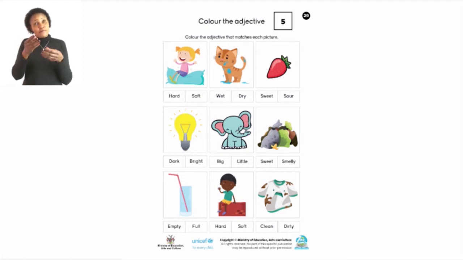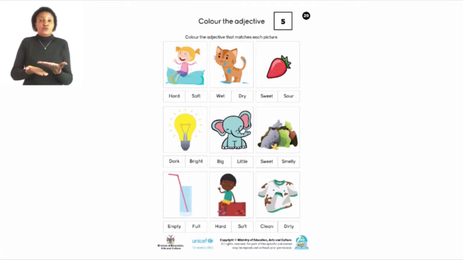Now we'll do one more. You see the cat next to the girl? Is the cat wet or is it dry? It's wet. The cat is wet. Now you go and find the word and you color the word wet in. I want to do everything with you, but I know you want to do it yourself, so I will let you do it yourself. If you need assistance, ask mommy or daddy.